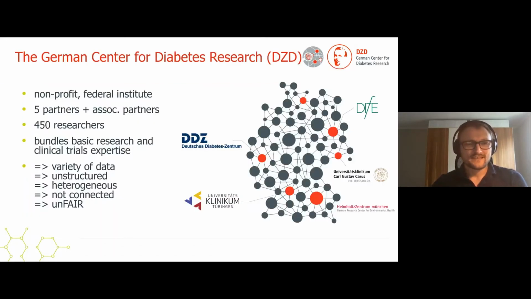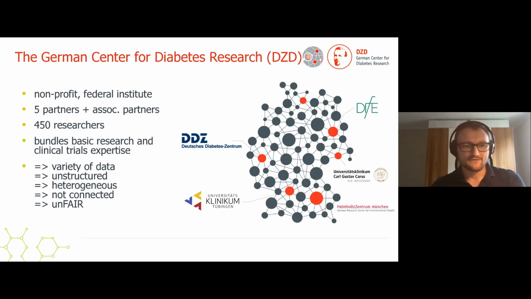Let me start by saying what the DCD is. We are the German Center for Diabetes Research, which is a non-profit federal institute in Germany. We have 5 different partners, which you can see on the right side. And summed up, we have 450 researchers that are scattered from basic research up to clinical trials on patients.